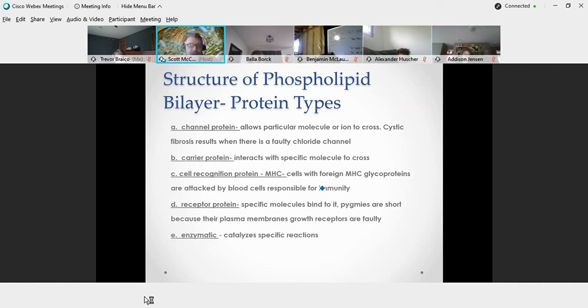Last one, enzymatic. Enzymatic proteins basically catalyze a reaction. I would write down an example of this: your ATP synthase. Remember how we had that in the membrane before? It basically took ADP and turned it into ATP. That is an enzyme. It makes something or it breaks something down.